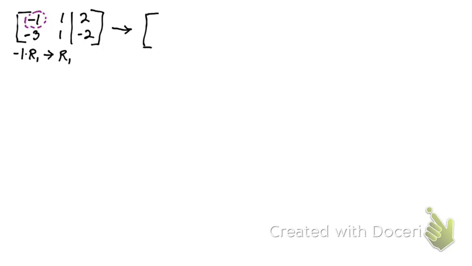Well, that's going to give me the matrix negative 1 times a negative 1 is a positive 1. Negative 1 times a positive 1 is a negative 1. And 2 times a negative 1 is a negative 2. I didn't do anything to row 2 yet.